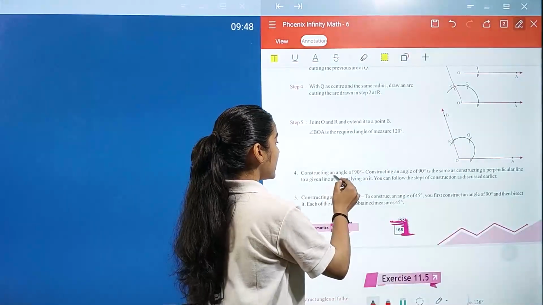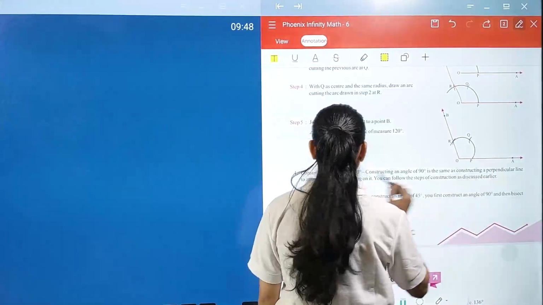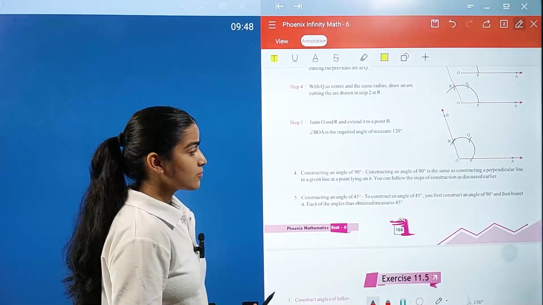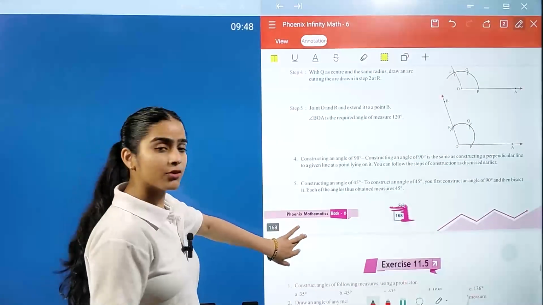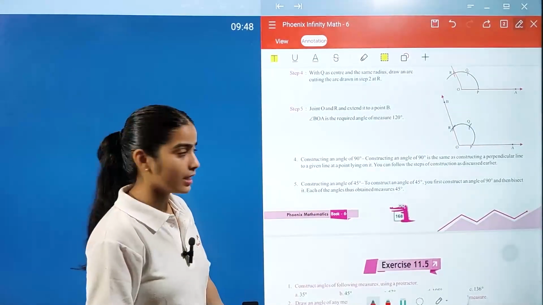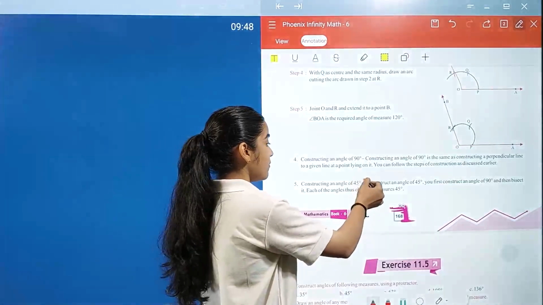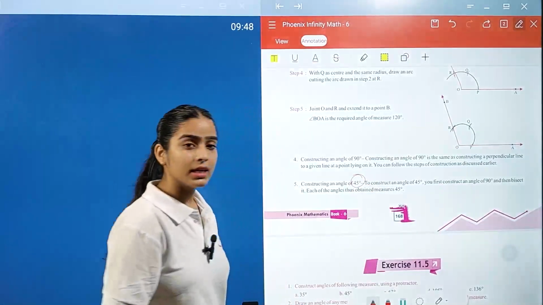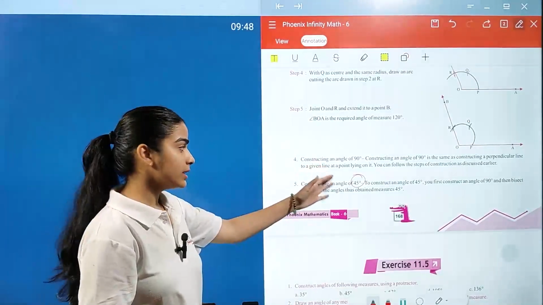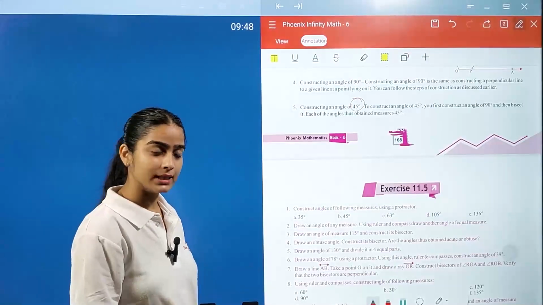Next we have constructing an angle of 90 degree. Constructing an angle of 90 degree is the same as constructing a perpendicular line to a given line segment at a point lying on it. You can follow the steps of construction discussed earlier. Perpendicular means 90 degree angle, so both these steps are same. And for constructing an angle of 45 degrees, you have to make a bisector of 90 degree and you have your 45 degree angle, because 45 is half of 90 degree.